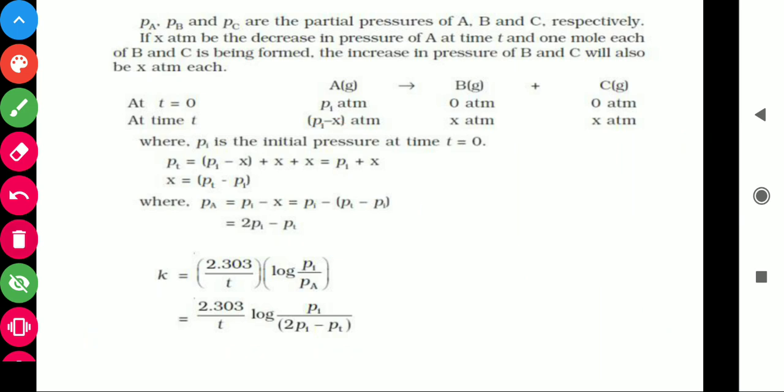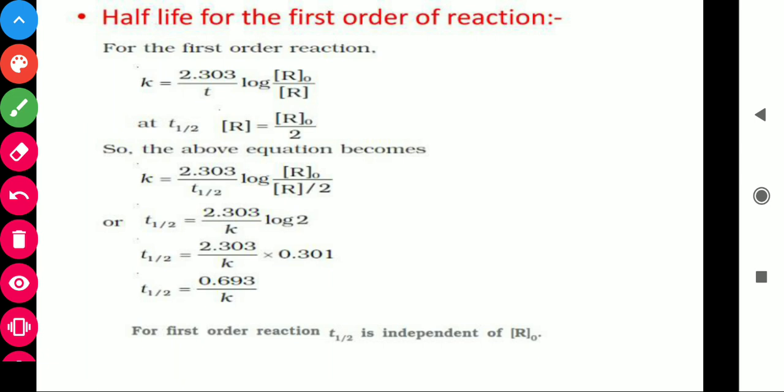Now the next topic is half-life period. We have discussed it for zero order in the previous video. What is half-life? When the reactant remains exactly half, the time taken for that much reaction to happen. For example, if we have 100 gram reactant, then the time when it converts into product and remains 50 gram, this time is known as t half. t half is always written t1 by 2.